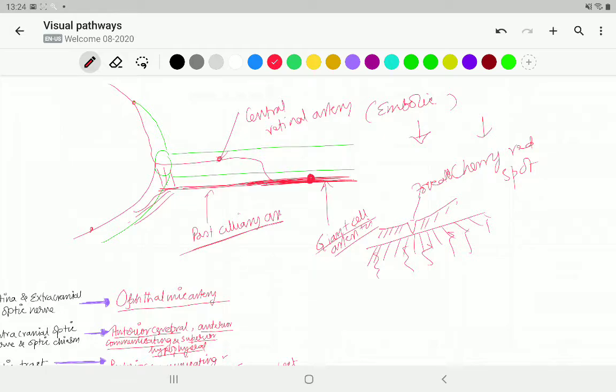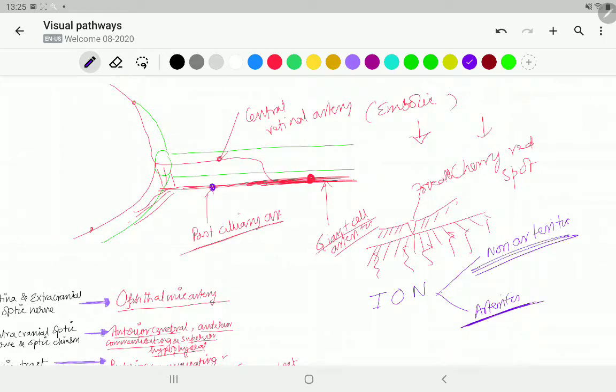Whereas if a clot is sitting in the posterior ciliary artery, but the central retinal artery has escaped, that condition gives rise to edema of the optic nerve head, and they present as ischemic optic neuropathy. So ischemic optic neuropathy can be mainly of two types: non-arteritic ischemic optic neuropathy or arteritic ischemic optic neuropathy.